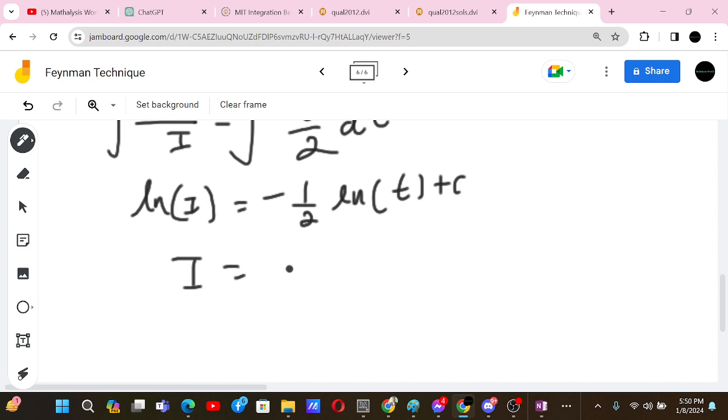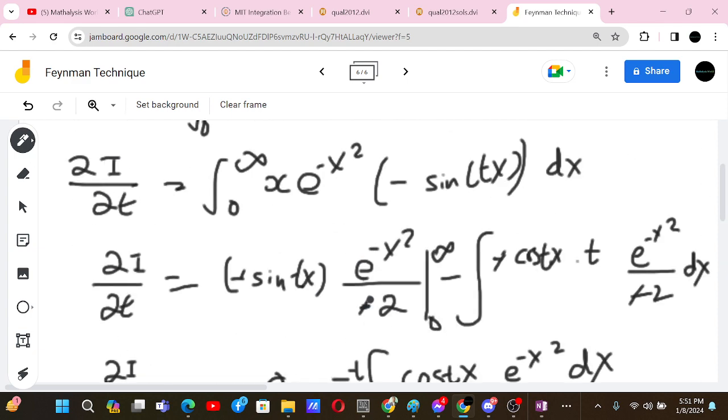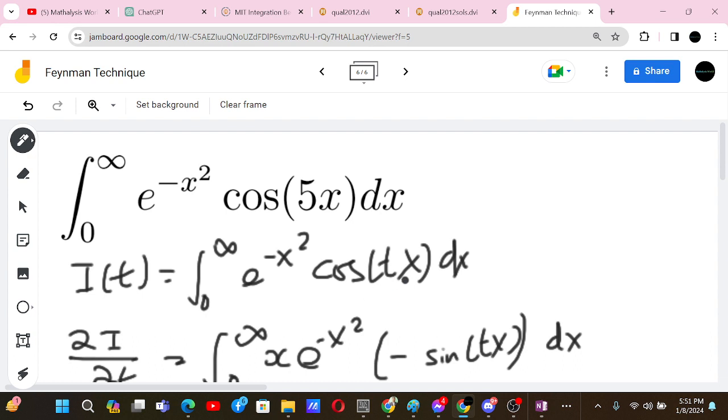e to the power minus 1 by 2 ln t, so that's t to the power minus 1 by 2, and then e to the power c. Yeah, t to the power minus 1 by 2 times e to the power c. That's it. And now we need to solve for c. Okay, so let's see which values we know.